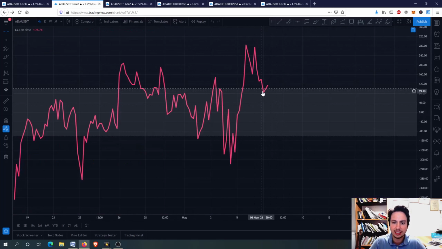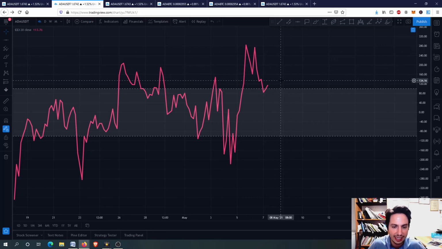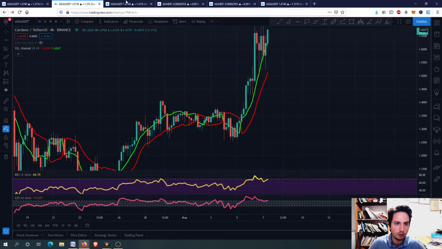For the commodity channel index, you can see here, we had this as our low, then now we are going upwards again for the 4-hour frame. So it looks very good guys.